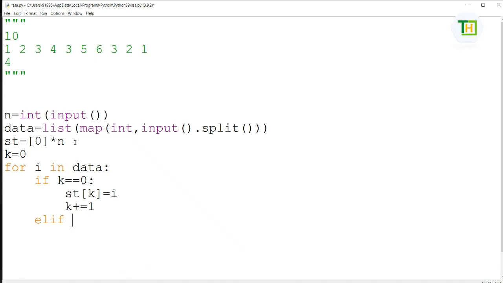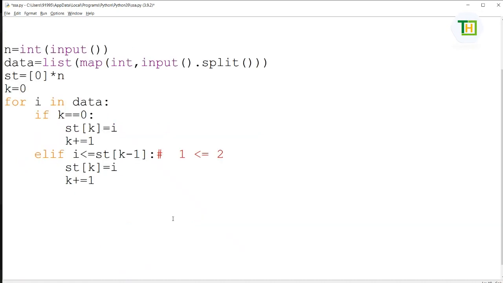if i is less than, or equal to, if it is the same also, we have to maintain some increment formula. If i is less than or equal to st of k minus 1, for example, that means in the stack the value is going to be 1 and the coming value is going to be 2, right? If it is like this, if it is true, then also I have to increment: st of k is equal to i only, and I have to increment k plus equal to 1. I have to add like this.